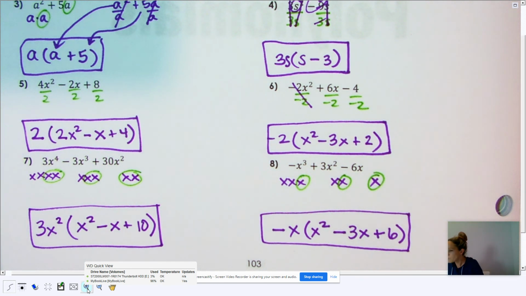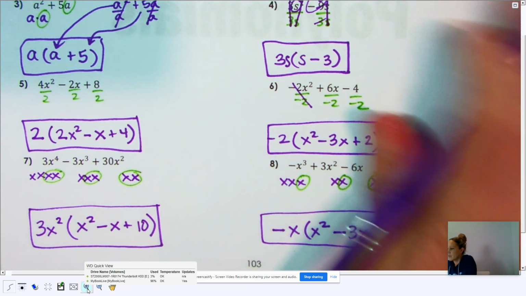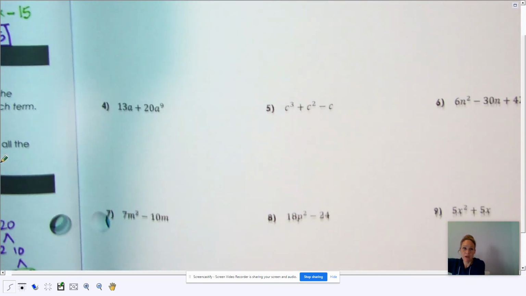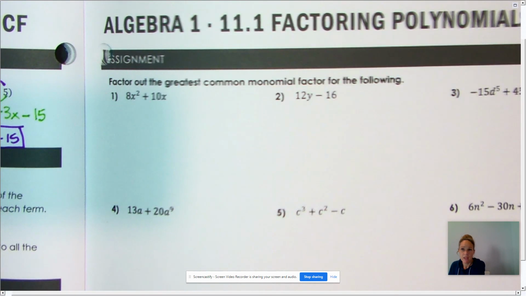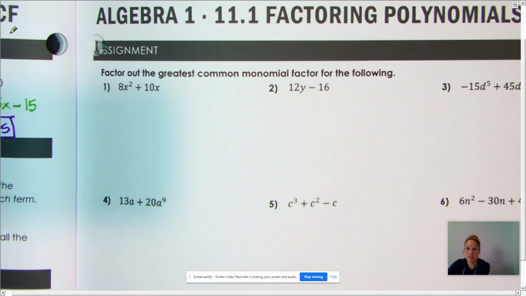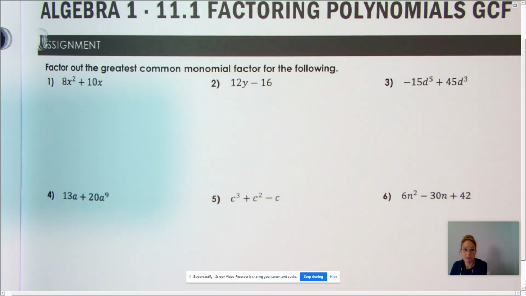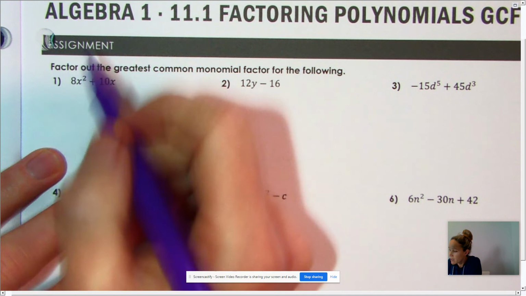Okay, so we're going to go over the odd numbers to your homework. We're going to go over to page 104, next page in your book. And we are going to start with problem number 1 and just go through the odds. Hopefully that will give you enough information to figure out the even ones on your own. All right, looking at problem number 1.